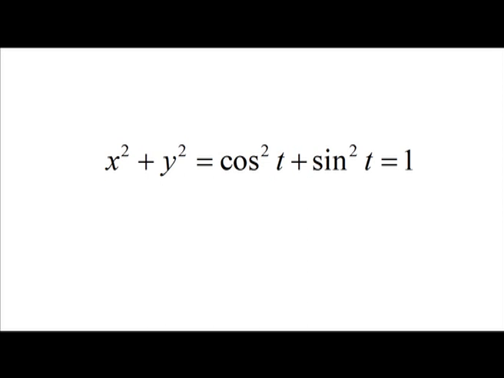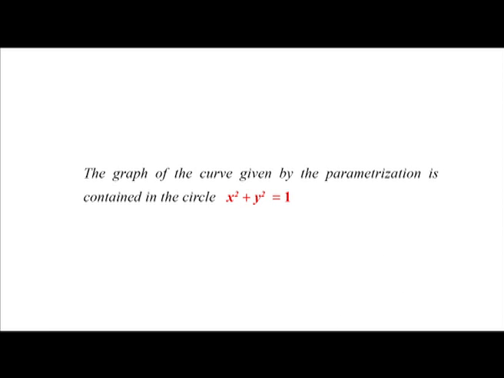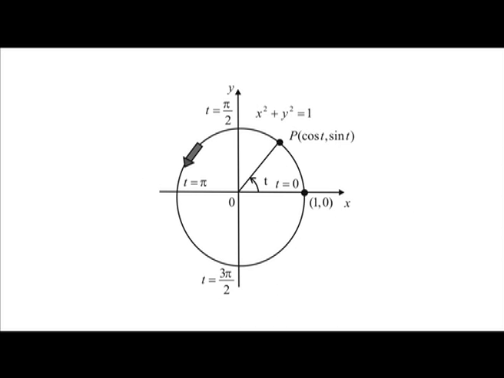This shows that any point (x, y) on the curve x is equal to cos t and y is equal to sin t, where t varies over the closed interval 0 to pi, is a point on the unit circle with a center at the origin. Thus, the graph of the curve given by the parameterization is contained in the circle x square plus y square is equal to 1. Geometrically, corresponding to the parameter t, there is a point P (cos t, sin t) on the circle such that t is the angle in radian measure swept out in the counterclockwise direction by the radius OP from the positive x axis.